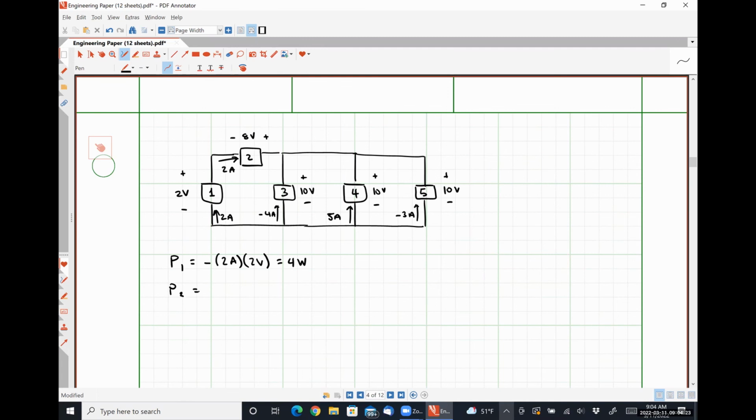Tell me what's going on with element 2. So it's obviously going to be 2 amps multiplied by 8 volts, but do I need the negative sign or not? I think that you do, because the current's flowing into the negative polarity terminal. All right, so I missed the negative sign there. -16 watts here.